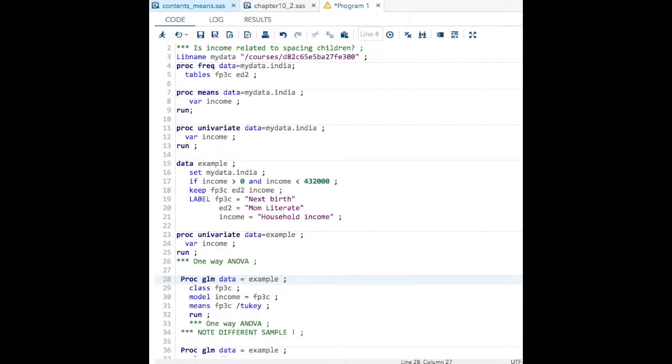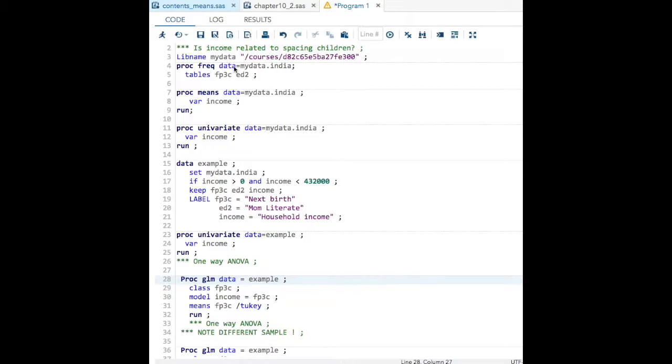Okay, we're going to start with analysis of variance, but perhaps not the way you think. We're going to start off with a libname statement. And my question is, is income related to spacing children? So here we have a comment. You don't need 3 asterisks, just 1 asterisk is sufficient. Put whatever your comment is in with a semicolon. Comment. Libname, my data. There's my reference to the directory where my data are kept and the directory for this course.